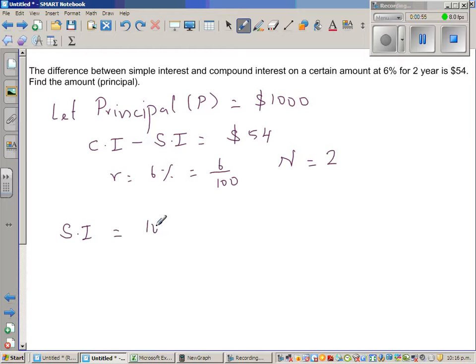it will be 1000 times your rate, 6 over 100. You can actually do this in your head. 6% means for $100 you get $6 after 1 year. 1000 is 10 times 100, so the interest for 1 year is $60, and you get $60 every year, so after 2 years you get $120 as interest.